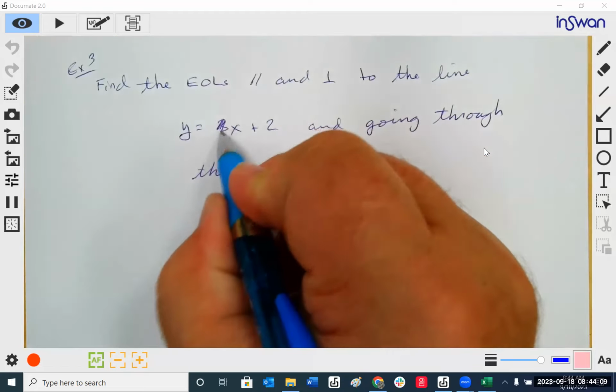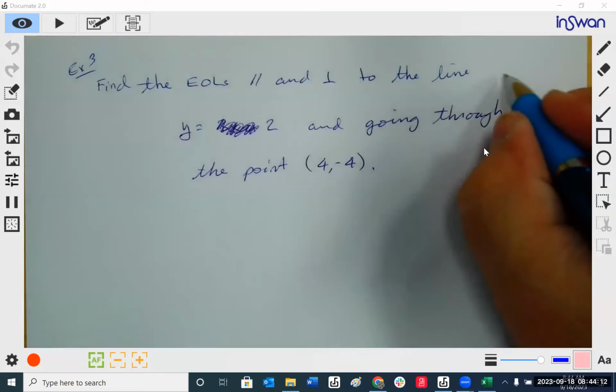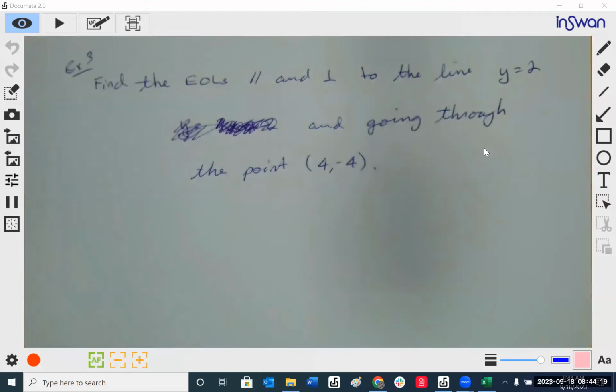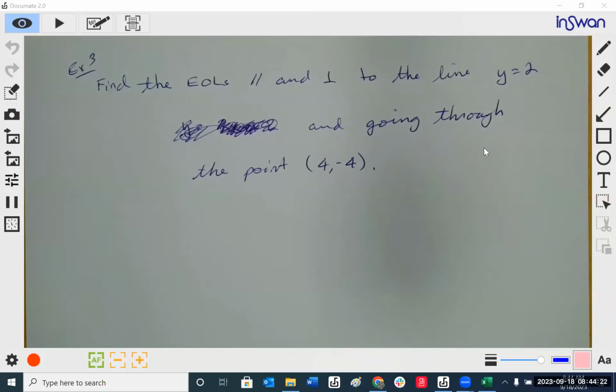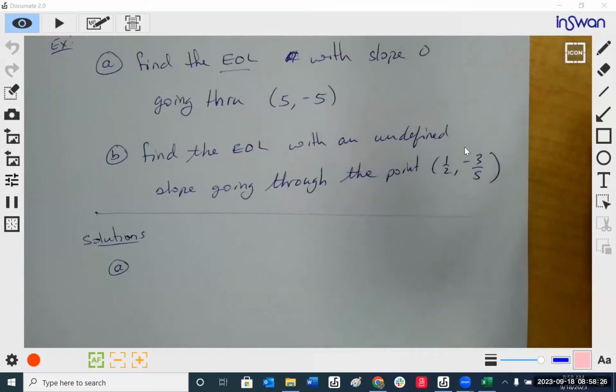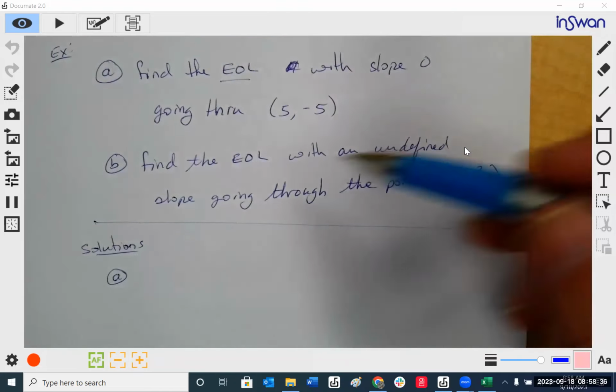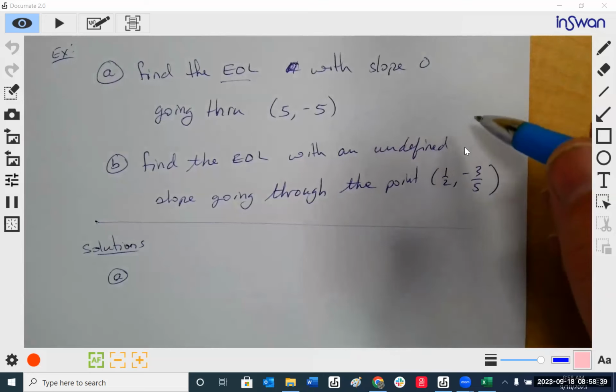Actually, hold on for this. Let's get rid of that part. Make the line y equals 2. Make it easier for you. Find the equation of the lines parallel and perpendicular to the line y equals 2 and going through the point 4, negative 4. Find the equation of the line of slope 0 going through the point 5, negative 5. Find the equation of the line with undefined slope going through the point 1 half, negative 3 fifths.